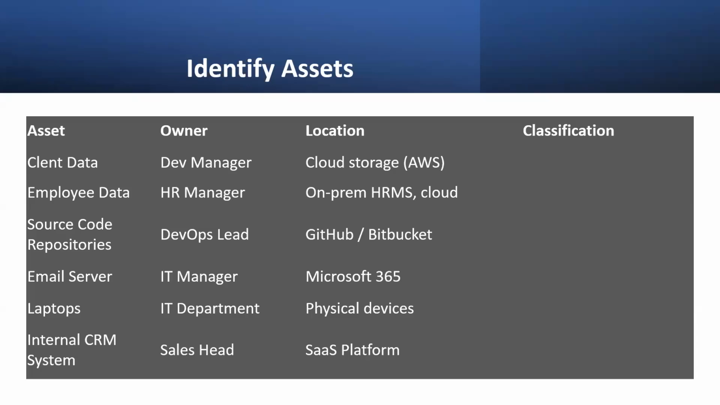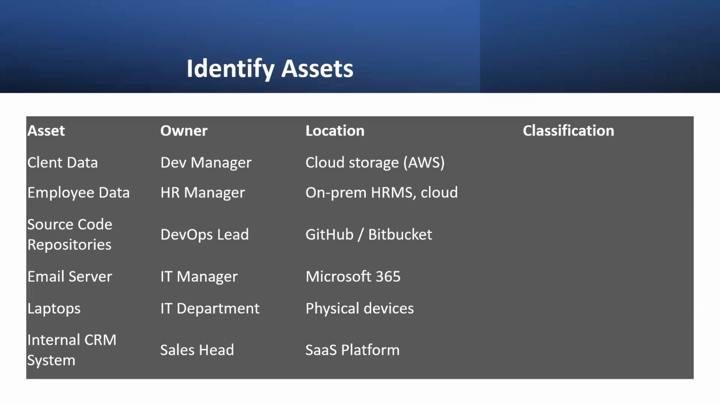Then we have the source code. This has been stored in GitHub repositories or in Bitbucket, so again we are using a third party. Then we have the email server hosted on Microsoft 365, a popular SaaS platform for email. Security relies heavily on Microsoft. They make sure security is measured and features are provided. We have MFA and anti-phishing techniques with that.